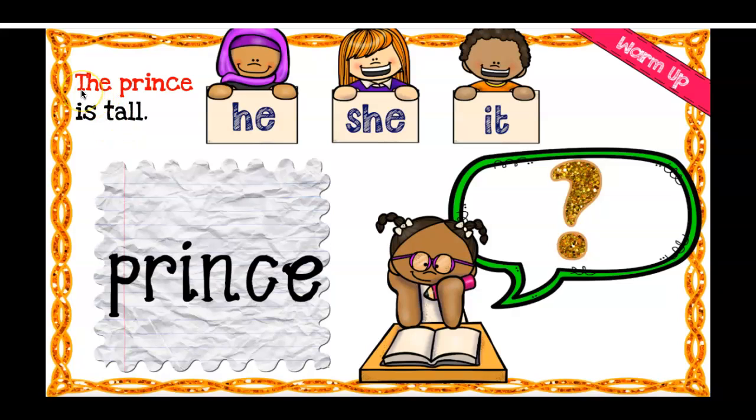I need your help changing these words, the prince, to one of these words, he, she, or it. In other words, I need to change the noun prince to a pronoun. Remember, a pronoun is a word that replaces a noun in a sentence. So I think, what makes sense? He is tall, she is tall, or it is tall.